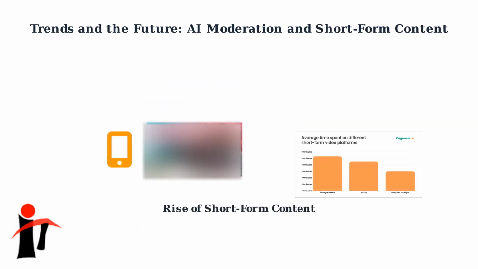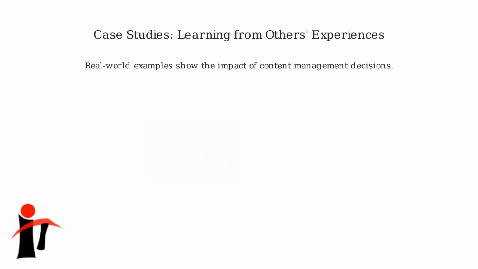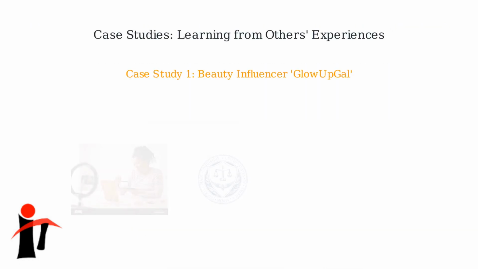Additionally, the integration of TikTok-like short-form video features into Amazon's platform means influencers are producing more ephemeral content. These quick videos have shorter lifespans, leading to higher deletion rates for outdated material, with removals up 25% year over year. Let's look at real-world examples of influencers managing their Amazon content.